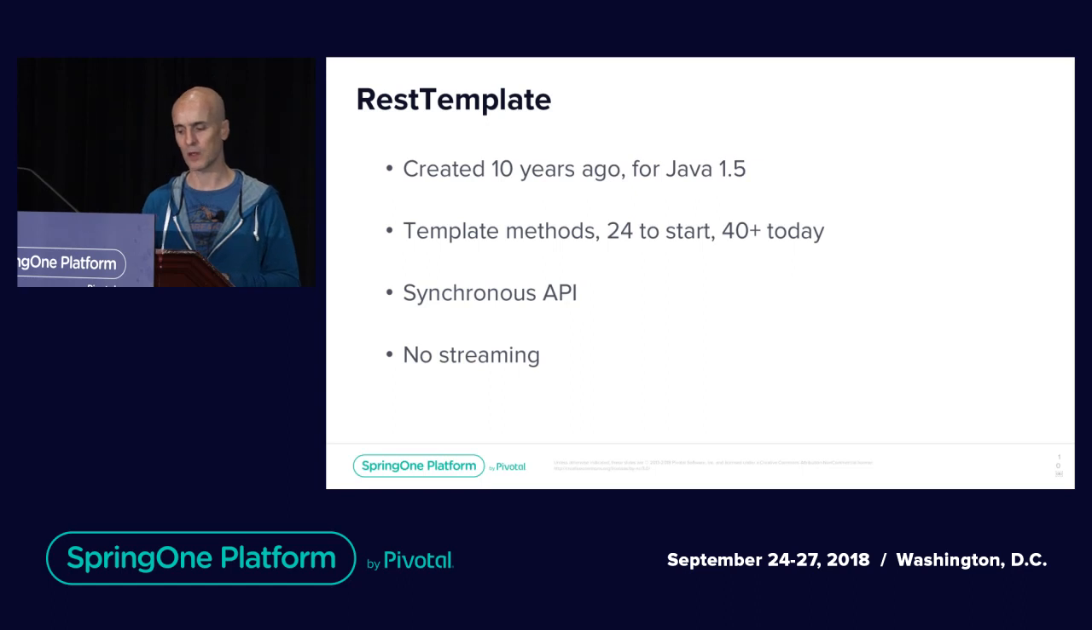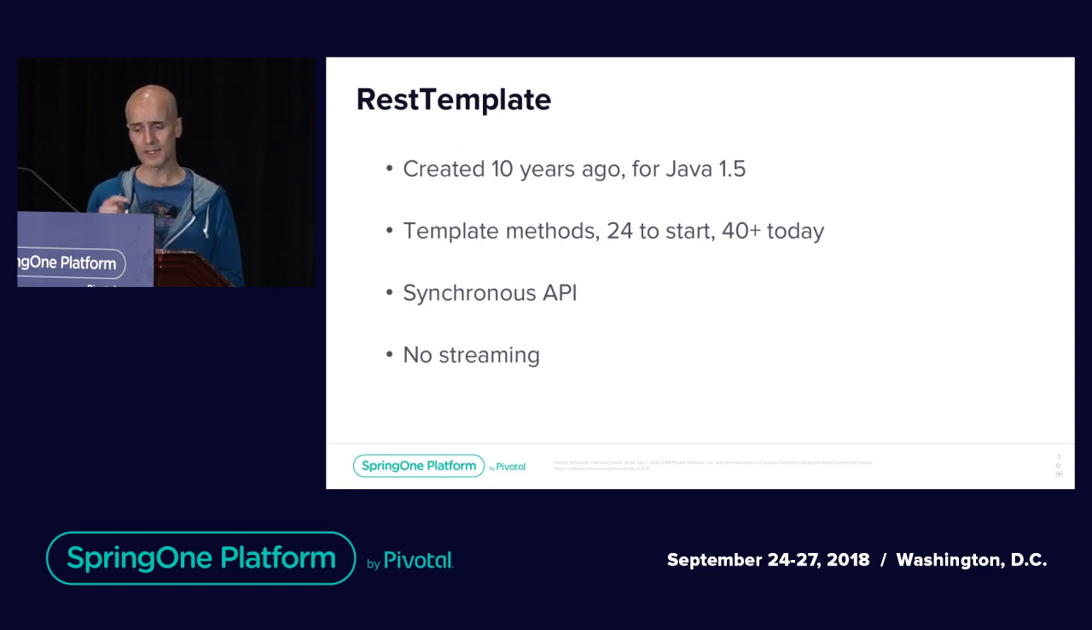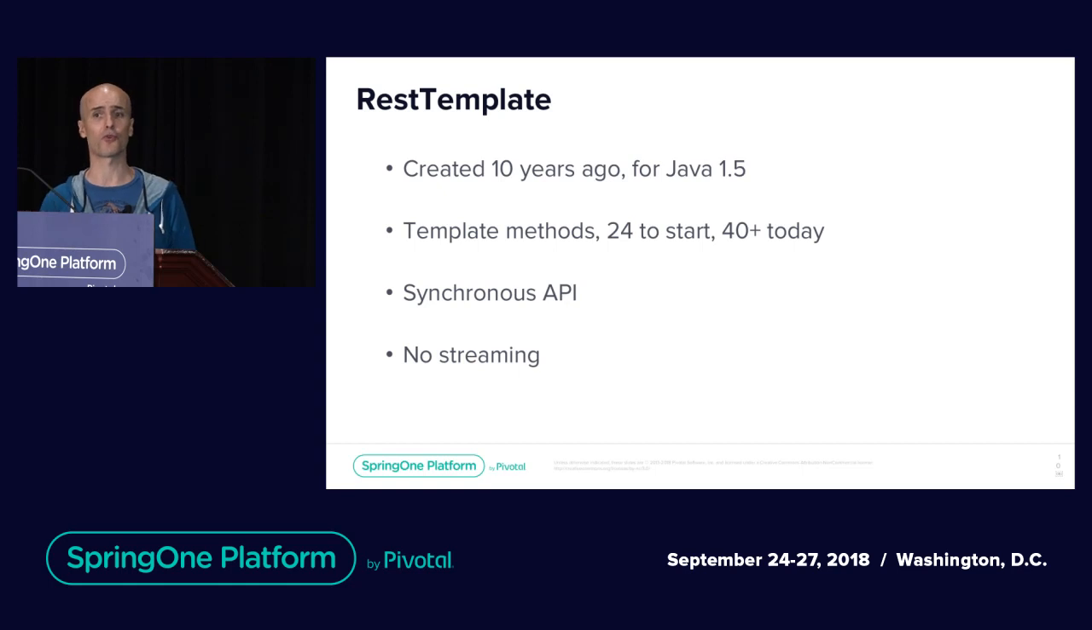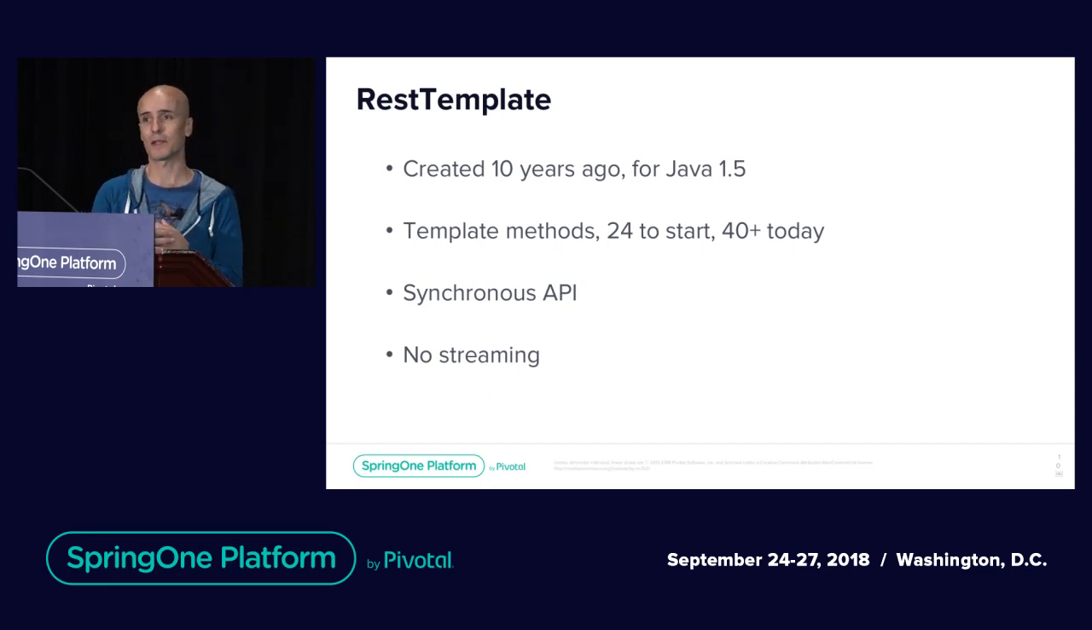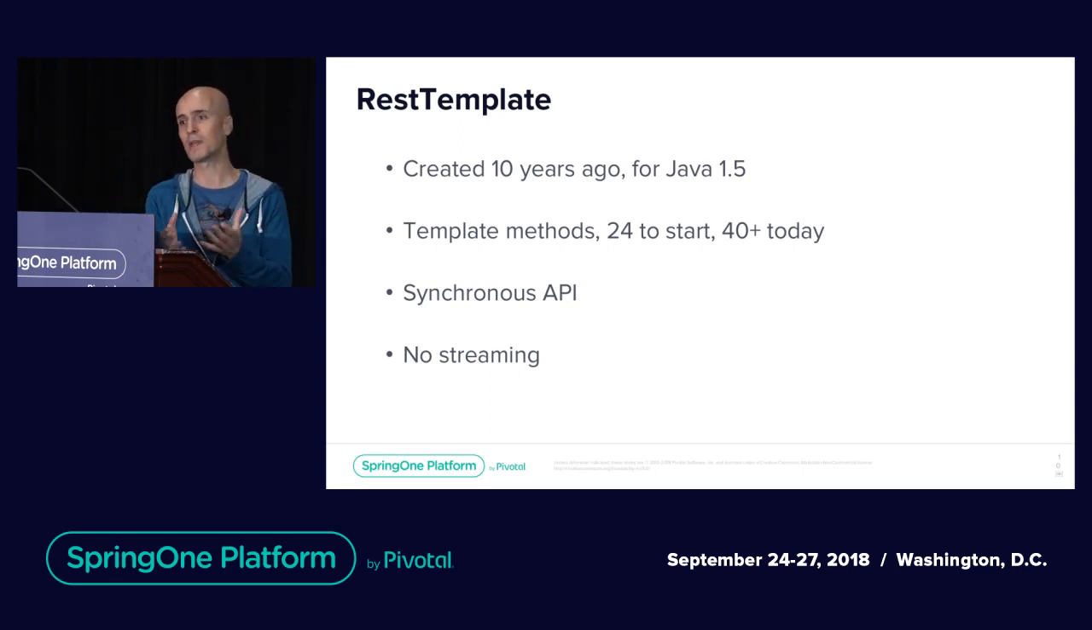Originally, there were 24 methods in that API, and this was designed for Java 1.5, so that was the state-of-the-art at the time. Today, those methods have gone to 40 plus. So the experience that we had over time with the RestTemplate was that at some point, we started to have too many variations of these methods, and the whole template method approach begins to become a little bit cumbersome. You go into the IDE and you do a control space, and then you see a ton of methods.